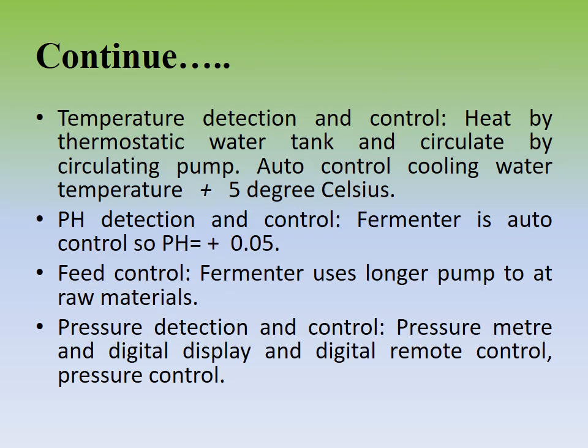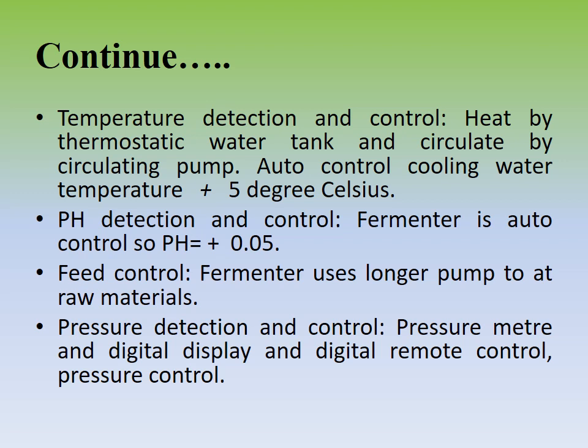In temperature detection and control, heat by a thermostatic water tank can circulate. We can say that normally in the design and construction of a fermenter, there must be adequate provision for temperature control, which will affect the design of the vessel body. Heat will be produced by microbial activity and mechanical agitation, and if the heat generated by these two processes is not ideal for the particular manufacturing process, then heat may have to be added or removed from the system.